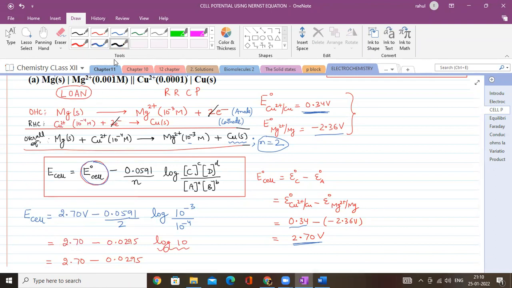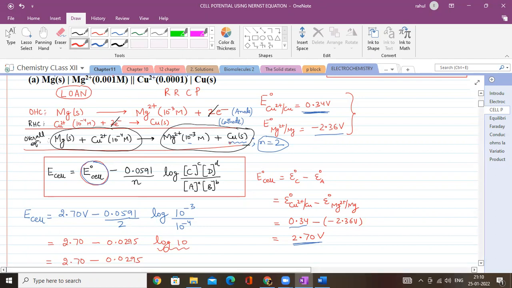Then minus 0.0591 divided by 2, because the number of electrons changed is 2, log. See, I told you this is oxidation or reaction product divided by reactants. Copper in solid is 1 and magnesium in solid is 1. So this will be 10 to the power minus 3, the one which is being oxidized, divided by 1 which is being reduced, 10 to the power minus 4.